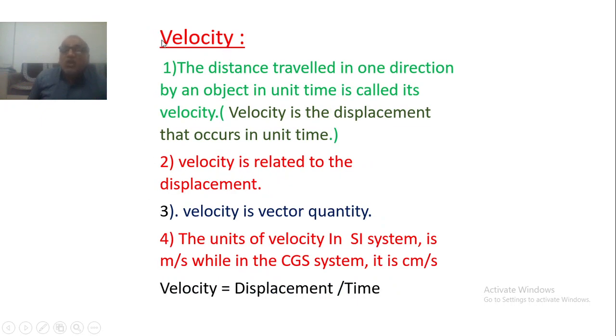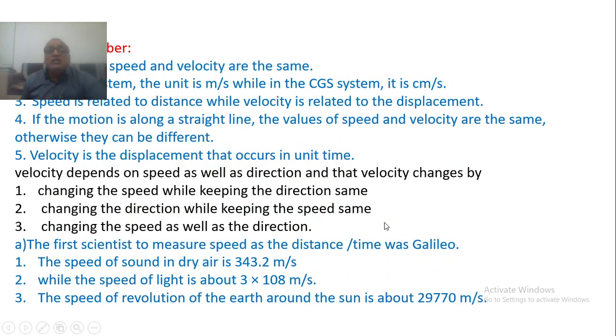Another physical quantity is velocity. Velocity is related to displacement. The distance traveled in one direction by an object in unit time is called its velocity. Velocity is the displacement that occurs in unit time. Velocity is a vector quantity. The unit of velocity is the same as that of speed. In the SI system it is meter per second, while in the CGS system it is centimeter per second. Therefore, we got the equation: velocity is equal to displacement upon time.